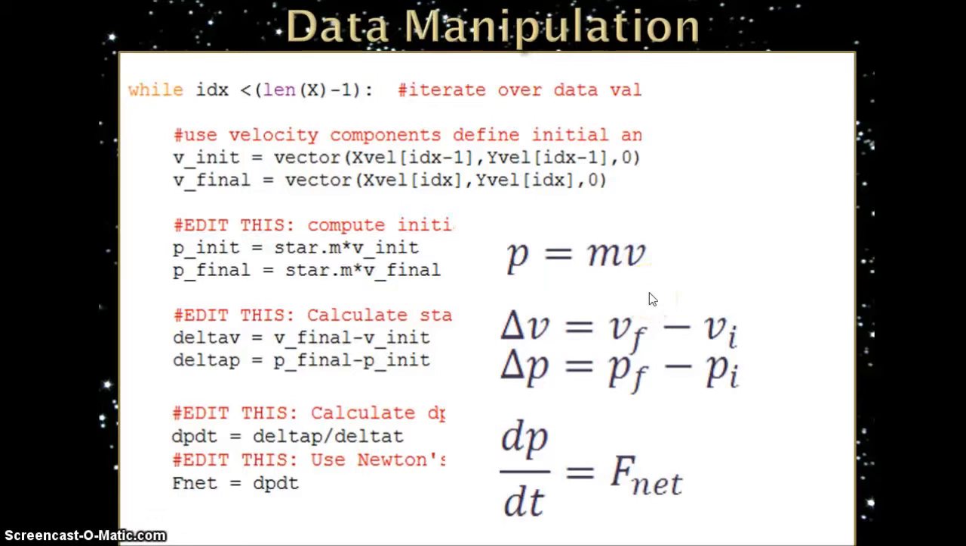The next step is to calculate the star's momentum at each time interval by multiplying the velocity by the star's mass, and the change in momentum by multiplying the change in velocity by the star's mass. We can now define this change in momentum over time as our net force. Remember, this is a fundamental principle called Newton's second law. You can see what this looks like in the code here.